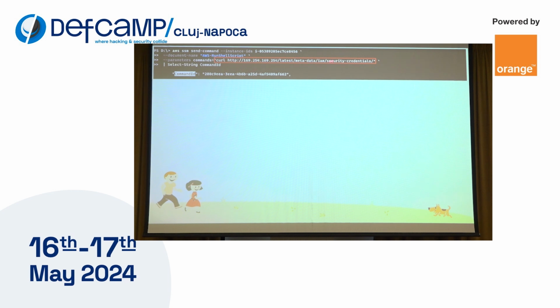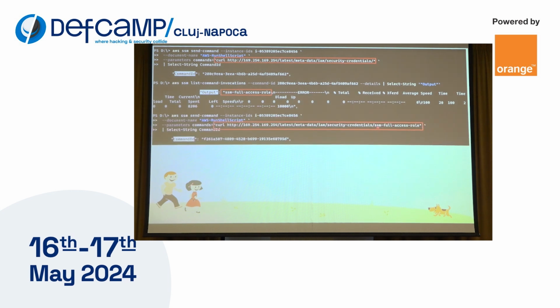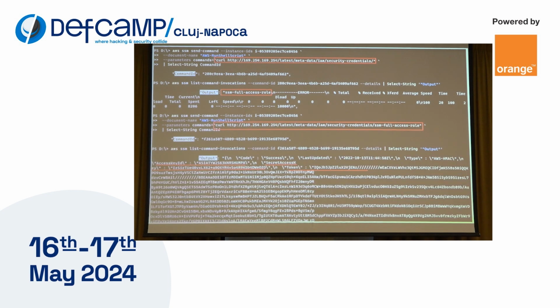This is the command that is relevant because this will return the name of the role, which you need because you don't know it yet. This will return a command ID, and with this command ID, you can get the output. So in this case, the name of the role is SSM full access role. And now we just attach this role here, and we do almost the same HTTP request. Again, we get a command ID. And with that command ID, we get the access credentials.